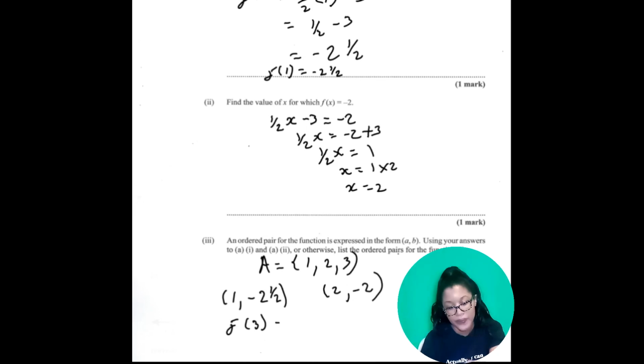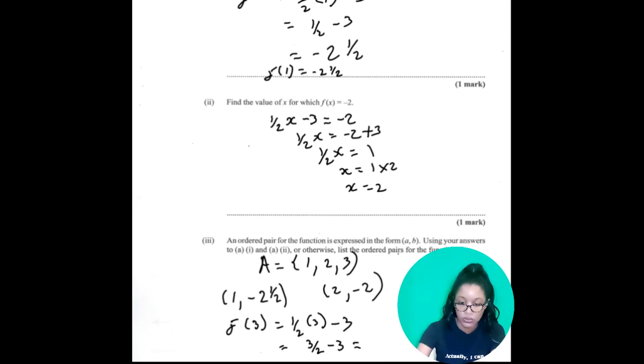So now f of 3, we don't know that. So we need to find that using the function. So a half by 3, take away 3. So a half by 3 is 3 over 2, which is 1.5. Take away 3. And 1.5 take away 3 is negative 1.5. Therefore, the third ordered pair will be 3, negative 1.5.